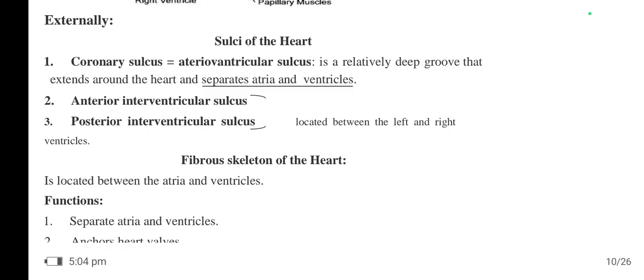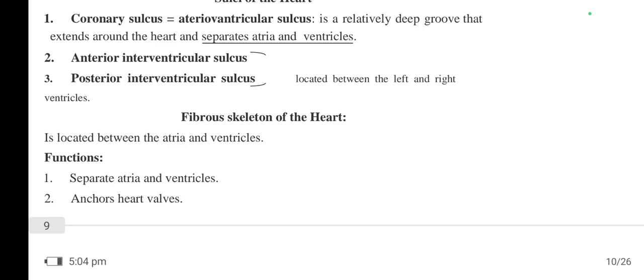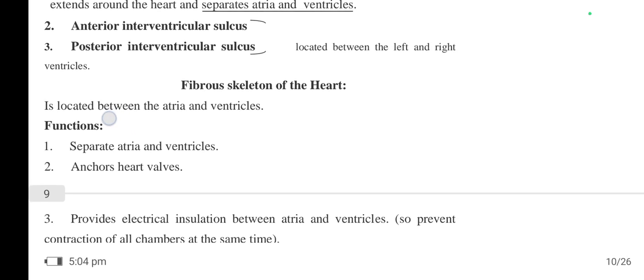Externally, sulcus of the heart. Coronary sulcus, or atrioventricular sulcus, is a relatively deep groove that extends around the heart and separates atria and ventricle. Anterior interventricular sulcus and posterior interventricular sulcus are located between the left and right ventricles.